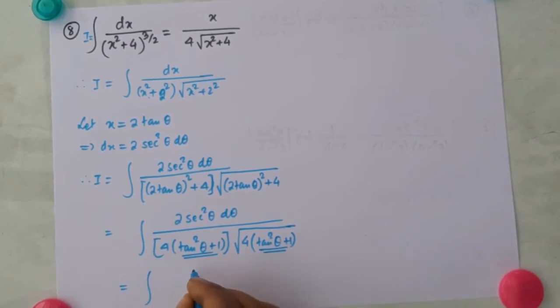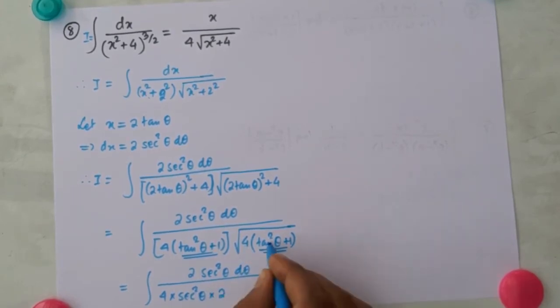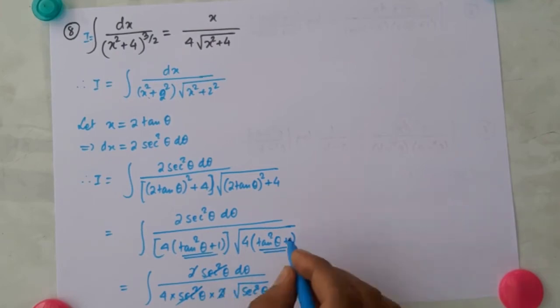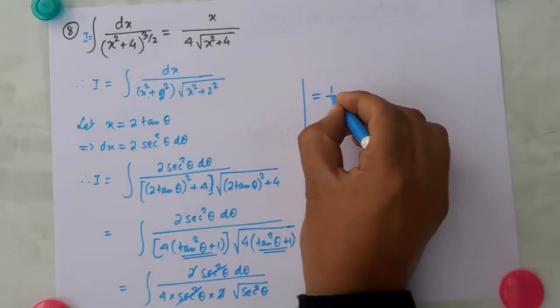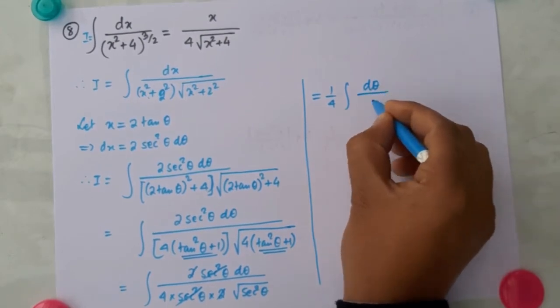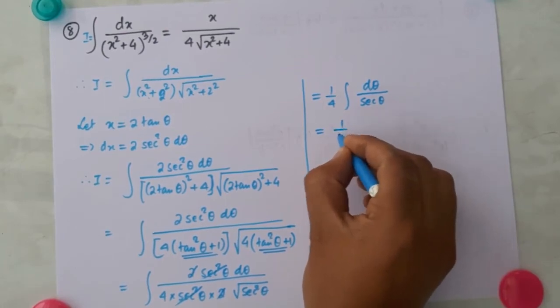So we have 2 sec square theta d theta divided by, see here carefully, this is 4 and this is sec square theta into, the square root of 4 is 2, and again this is square root of sec square theta. The 2 and 2 get cancelled, sec square theta gets cancelled. So this can be written as 1 by 4, a constant, which can be kept outside the integral sign. So d theta by square root of sec square theta is d theta by sec theta, isn't it?